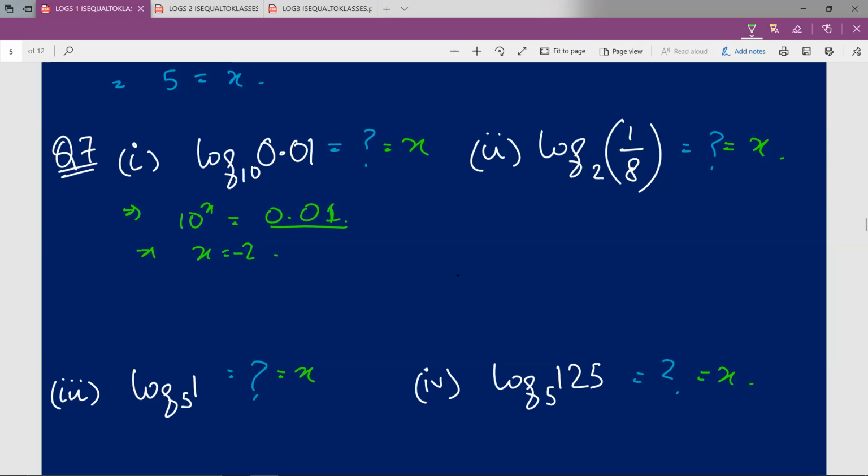Moving on to the next subpart. Log of 1 upon 8 to the base 2 is equal to x. So therefore I'll write this in exponential form as 2 raised to the power x is equal to 1 upon 8. Now 1 upon 8, I'll be skipping some steps. Don't worry about that.